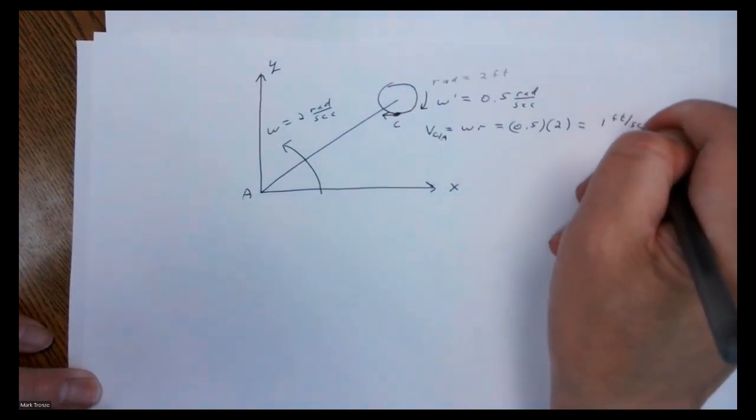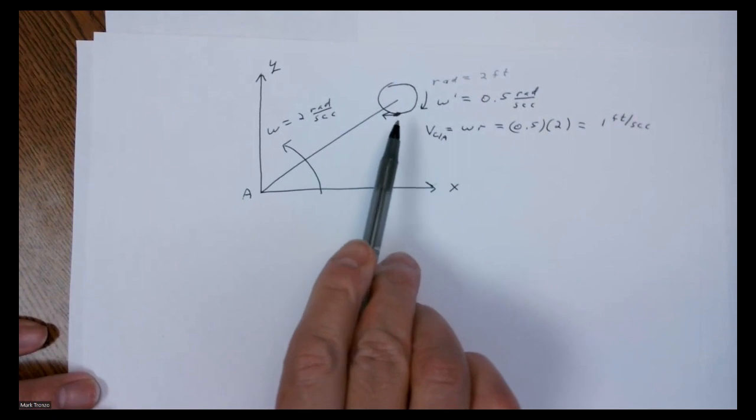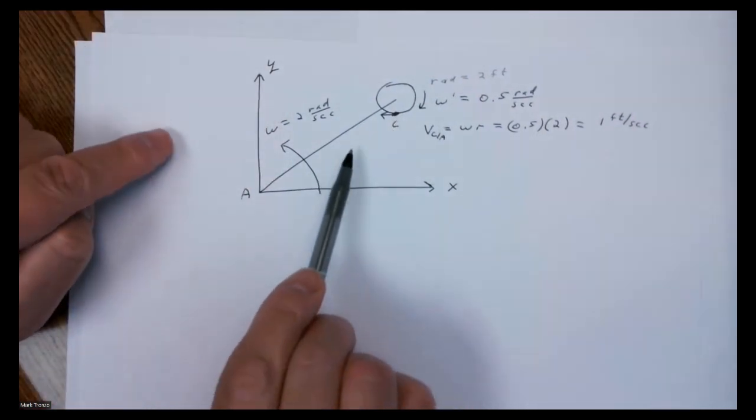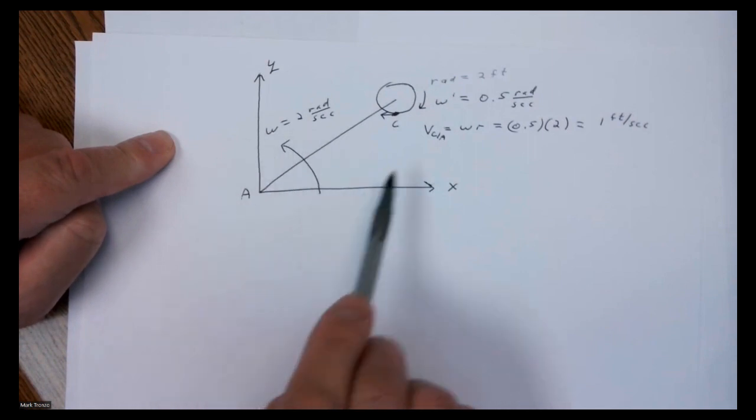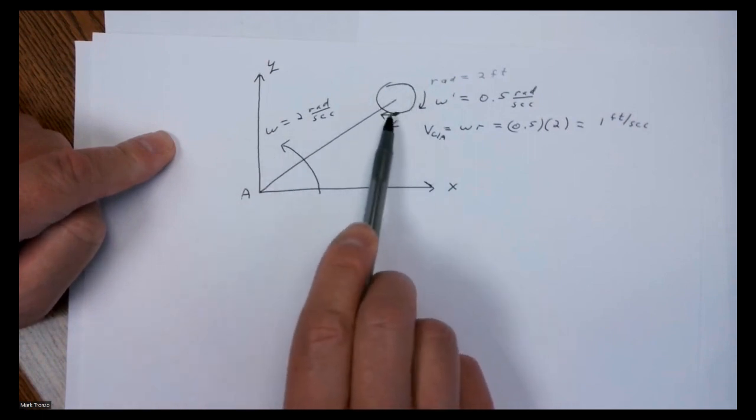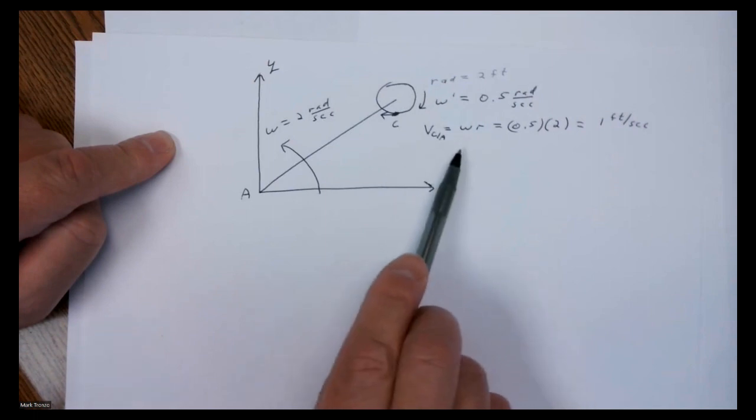Again, we're kind of thinking, okay, what's this velocity? You know, we're ignoring the fact that this whole main axis here is rotating. We're just thinking, okay, what's the velocity of this relative to that whole thing? And that's what this is.